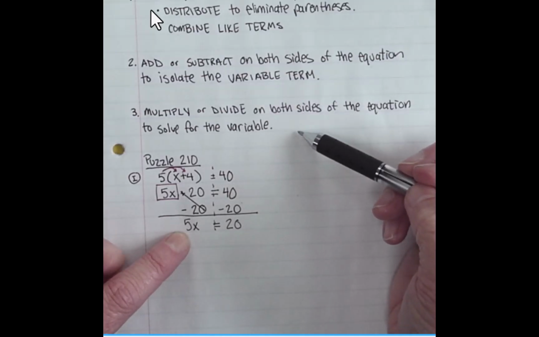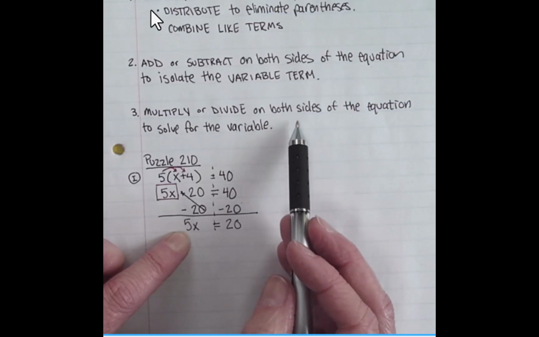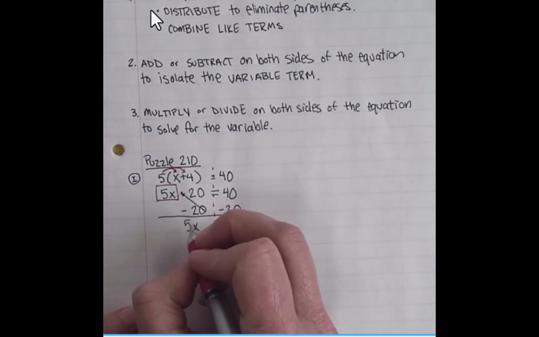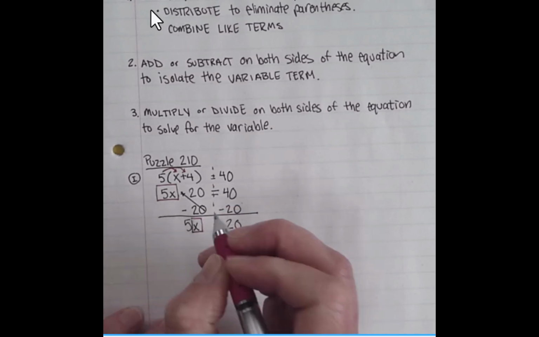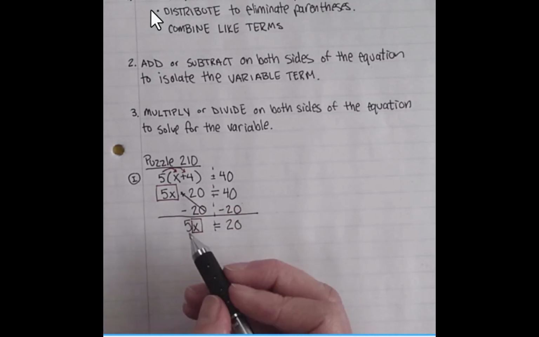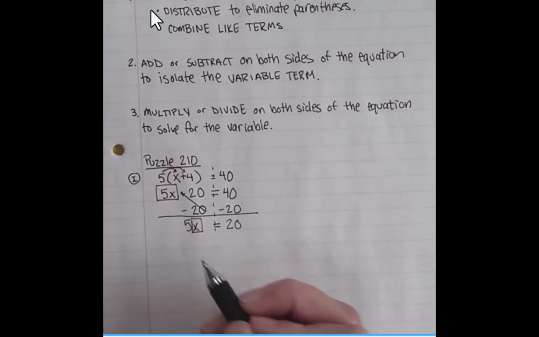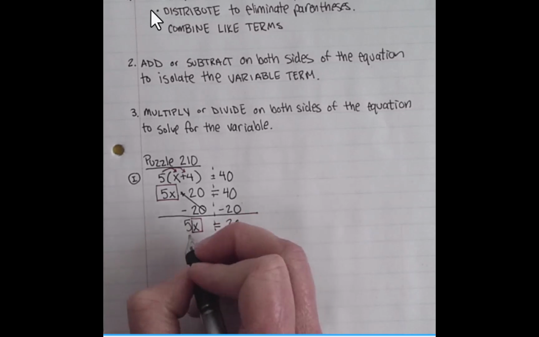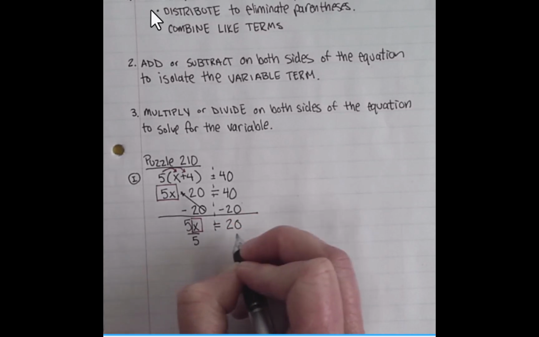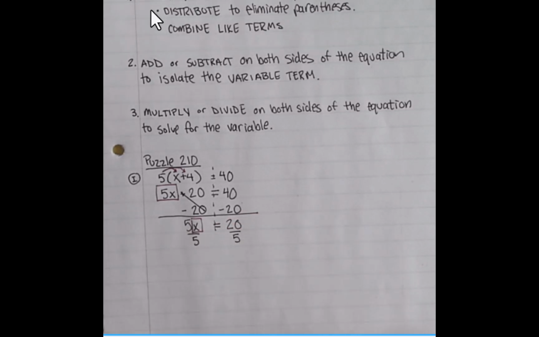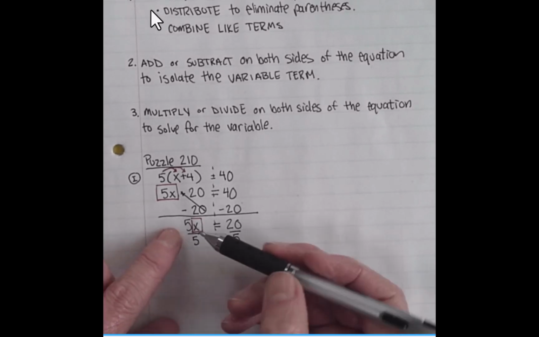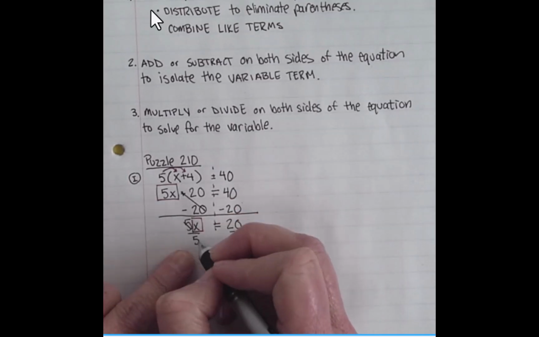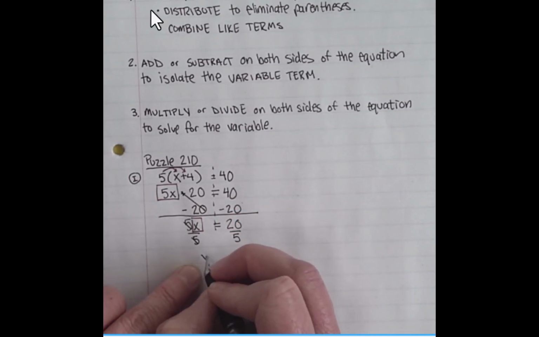So step 3, there's only one thing left to do. We're going to multiply or divide on both sides of the equation to solve for the variable. So we're just trying to get that variable alone now. Right now, that variable is multiplied to 5. And the inverse of multiplying by 5 is dividing by 5. 5 divided by 5 is just 1. It cancels to 1. So I'm just left with 1x.